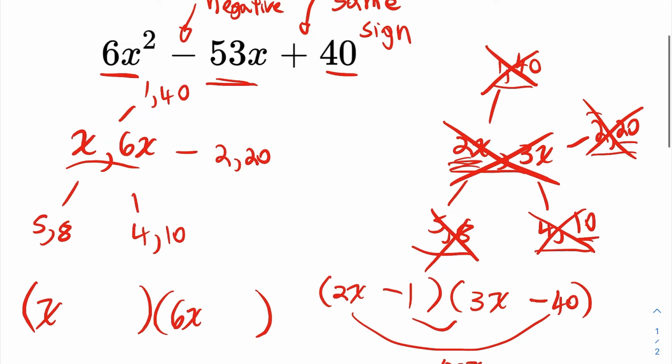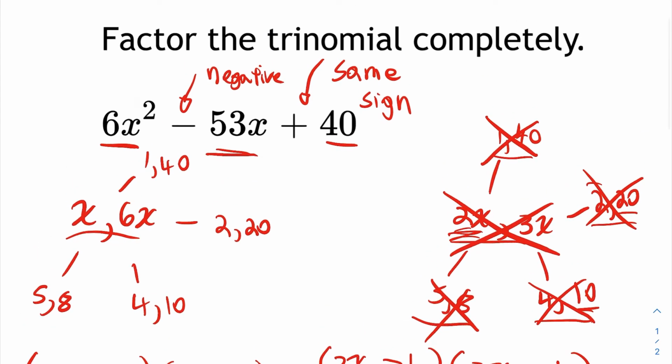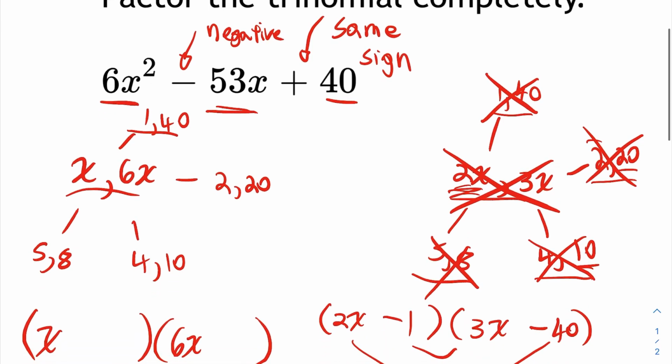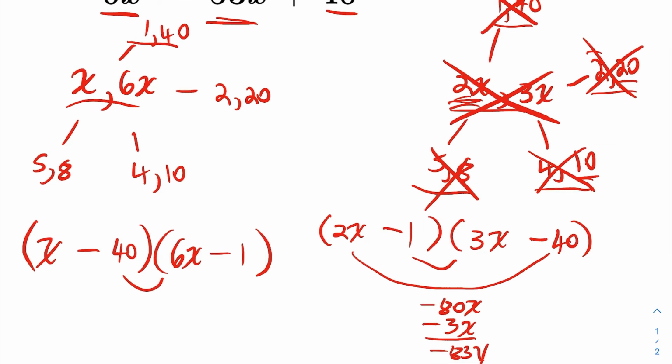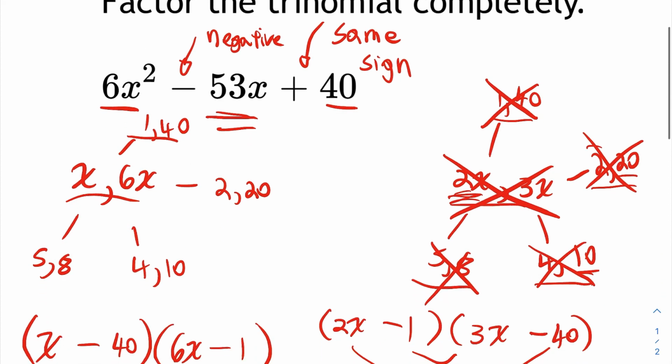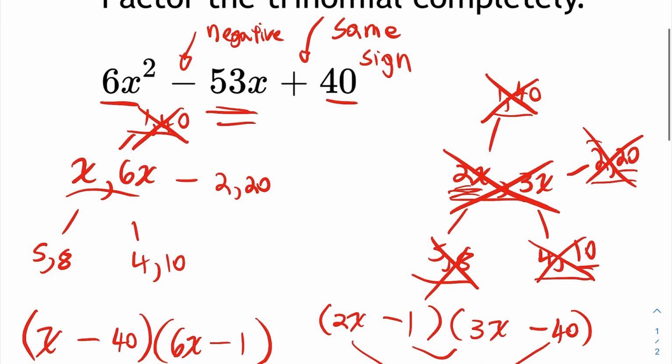All right, x and 6x. Let's see. First I'm going to try the x and the 6x with the 1 and the 40. But once again, I can't put the 40 with the 6 because 40 and 6 have a common factor of 2. So it would have to be a 40 here and a 1 here. But then the product of the inside is negative 240x, while the product of the outside is negative 1x. And when I add those together, I get negative 241x when I'm only looking for negative 53x. So that doesn't work. All right, so 1 and 40 is not going to work out.